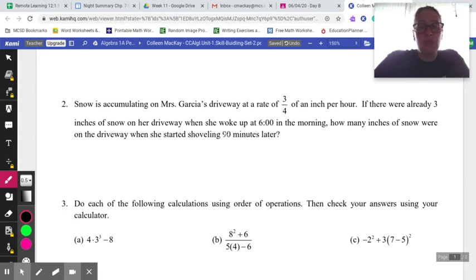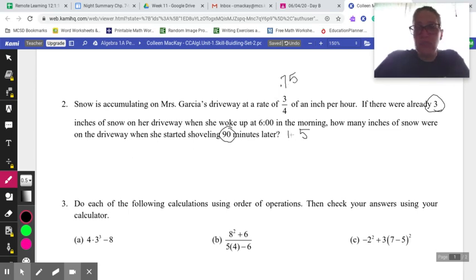Okay, so we know that 90 minutes is 1.5 hours. And we know that it's snowing at a rate of 3/4 of an inch per hour. 3/4 of an inch is equivalent to 0.75. Okay, so now we need to just take that information and find how many inches of snow were on the driveway when she started shoveling. And it said that there were already 3 inches. So we need to make sure that those 3 pieces of information are in our equation.